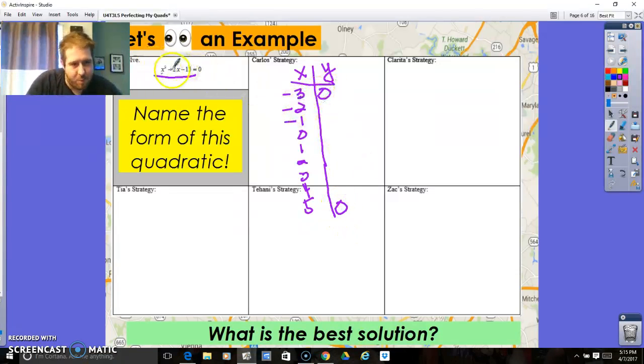Plugging -2 in for x, that would be 4. 4 plus 4 would be 8. 8 minus 15 would be -7. So that means this was -7. I believe the next one was -12.